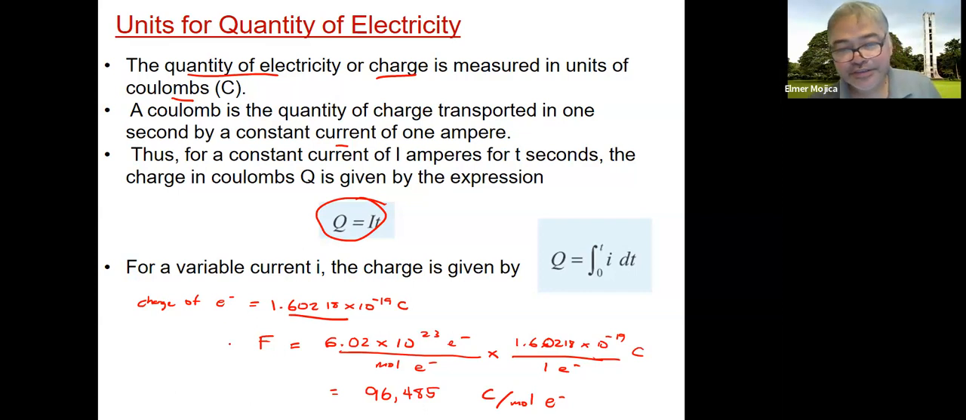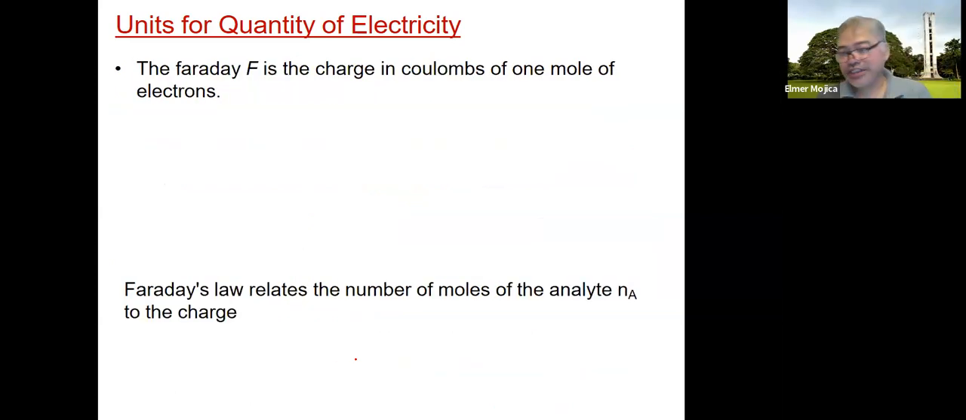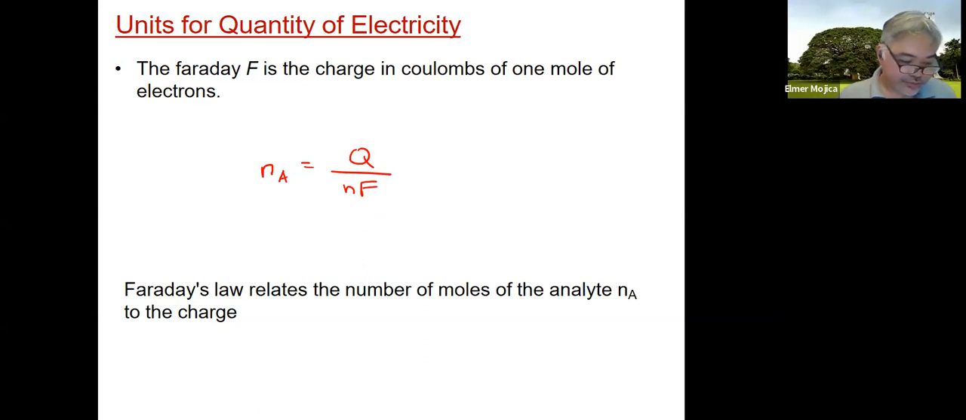So this is your Faraday constant. Now, what does the Faraday law say? The Faraday is the charge in coulombs of 1 mole of electrons. And the Faraday law relates the number of moles of the analyte to the charge. So we could say that would be what? Na equals Q divided by nF.